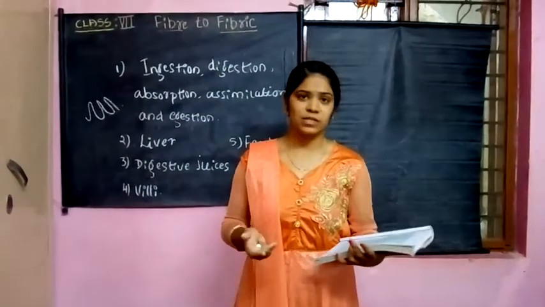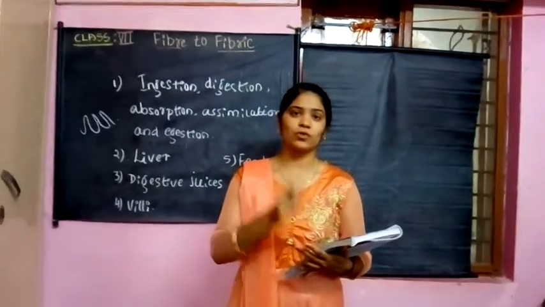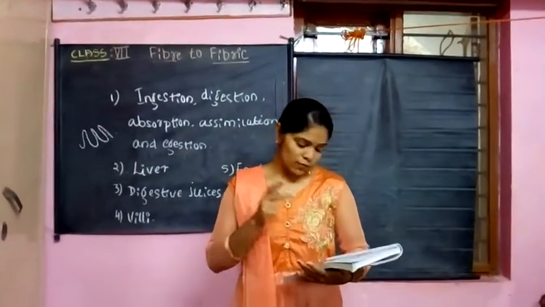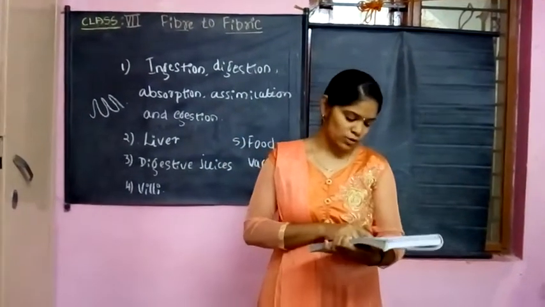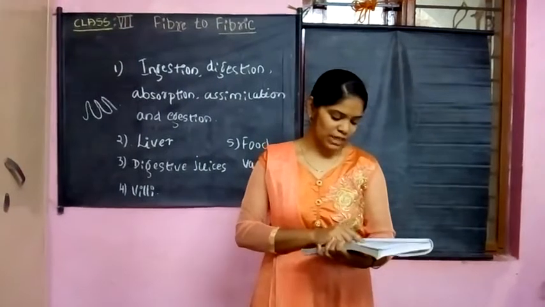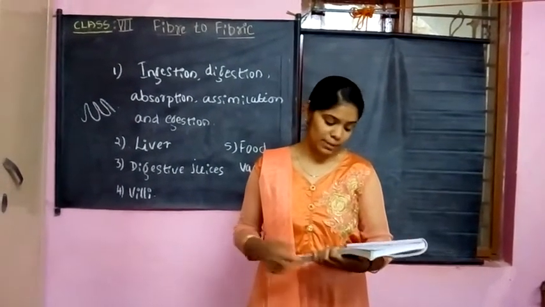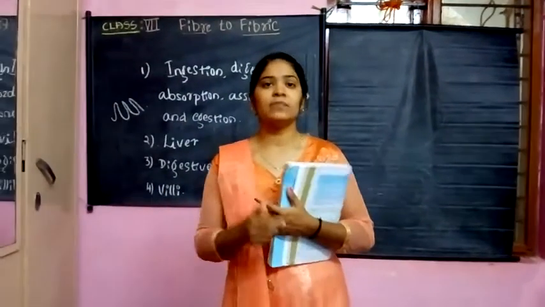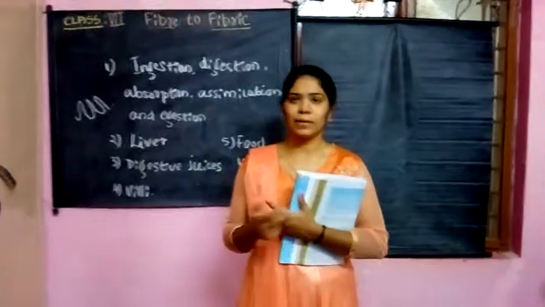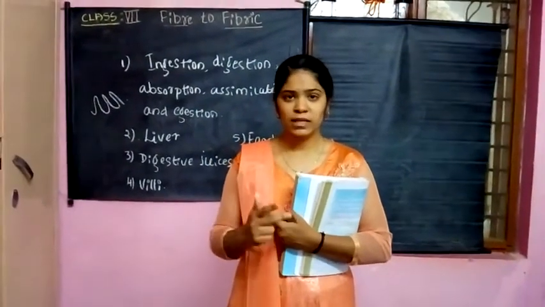Formation of feces, meaning undigested or waste material which is not digested, takes place in the large intestine. Okay. What is the next question? Write one similarity and one difference between nutrition in amoeba and human beings. The similarity between human beings and the amoeba is that both take in food material.